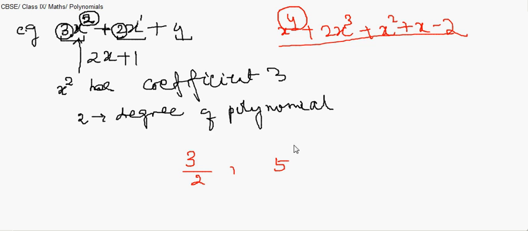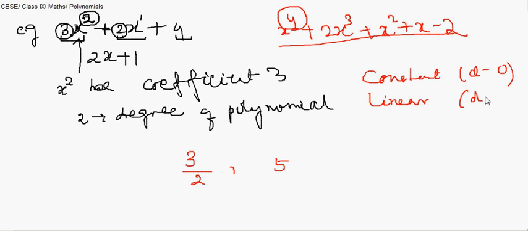Now comes the linear polynomial. So we first read constant polynomial, now I'm talking about linear polynomial. What is a linear polynomial? When the polynomial is of degree 1. The constant was when the degree was 0. Here the degree of the polynomial is 1. As an example, I write 2x plus 5. The degree of the variable, that is x, is 1 here, though we are not writing that 1.